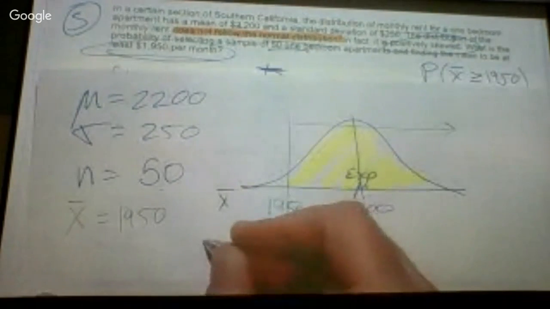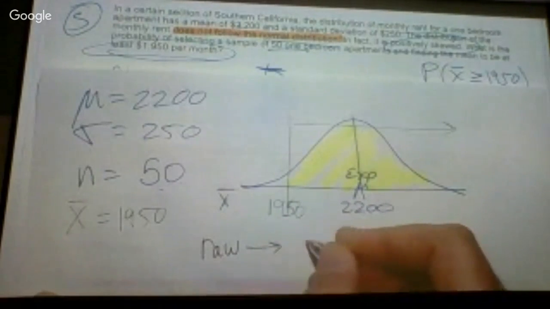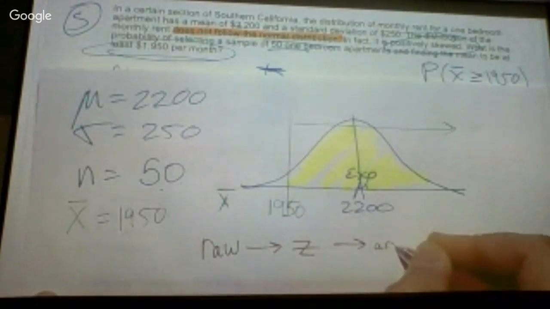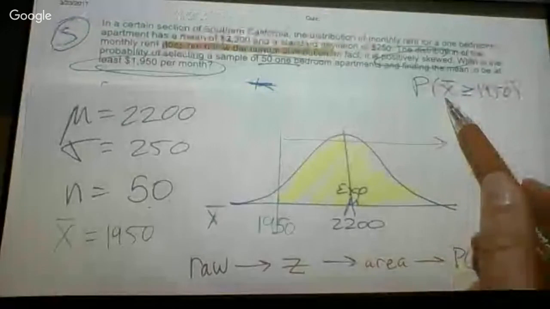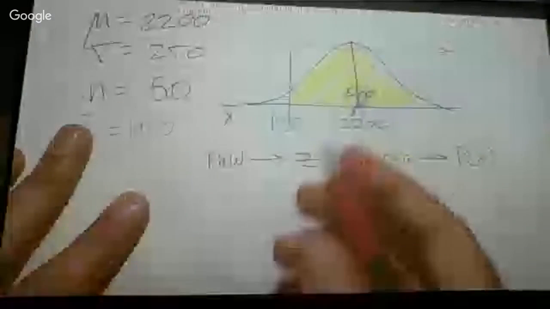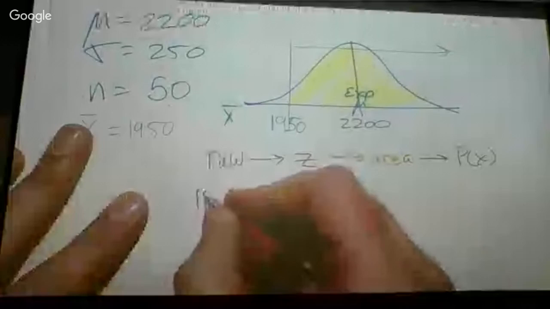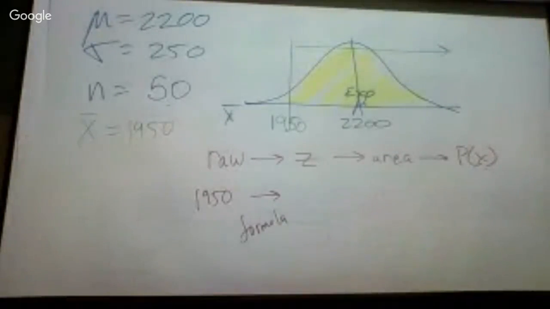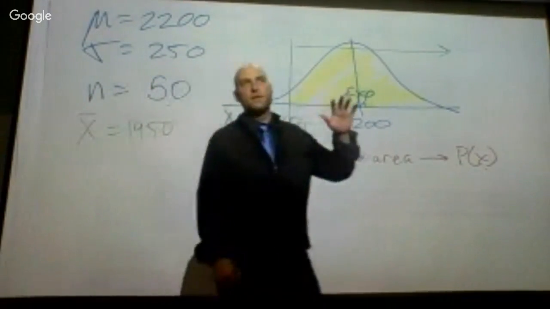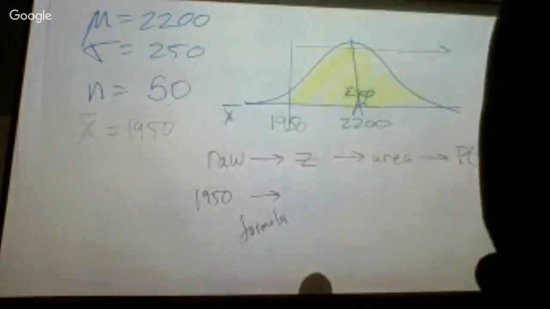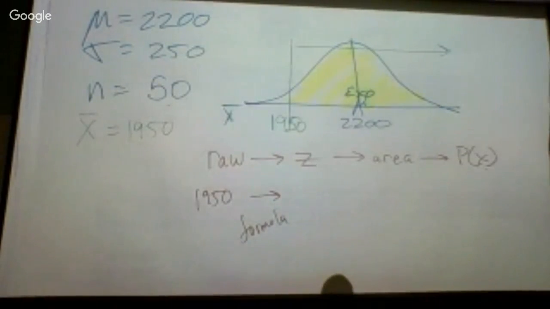But we'll still be able to use the same process we've used before, which looks like this. Because our goal is to find the probability that X bar is greater than 1950. My raw score, 1950, I convert into a z-score using the formula. What are the 5 words I use to describe the standard score?